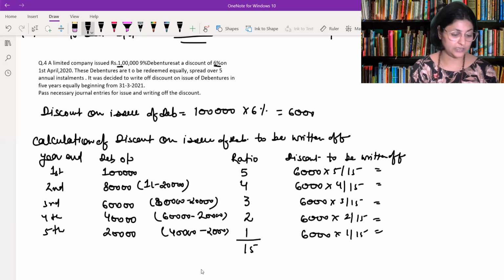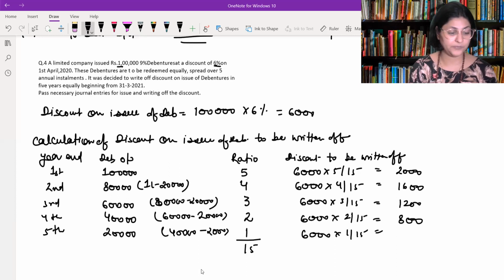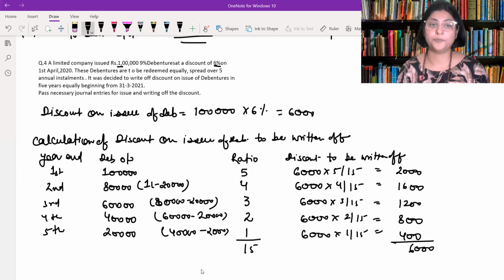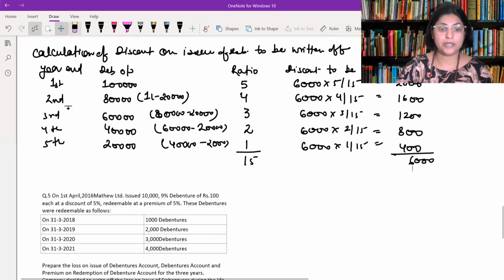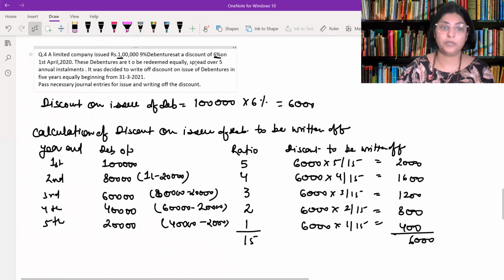So first year 6,000 divided by 15 into 5, it will be 2,000 rupees. Then it will be 1,600 rupees, then 1,200 rupees, then 800 rupees, and finally 400 rupees. So this way we are going to write off discount on issue of debenture each year from the statement of profit and loss. Now for this, I will just pass the journal entry for the first year, and you can pass the entries on your own for the remaining years.